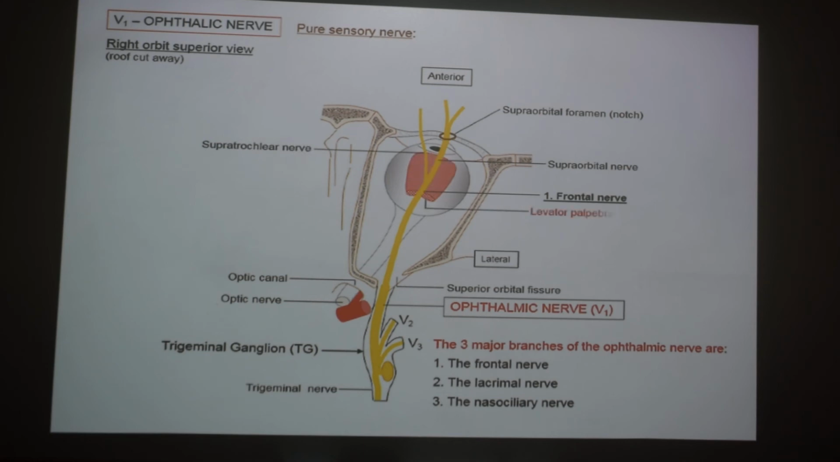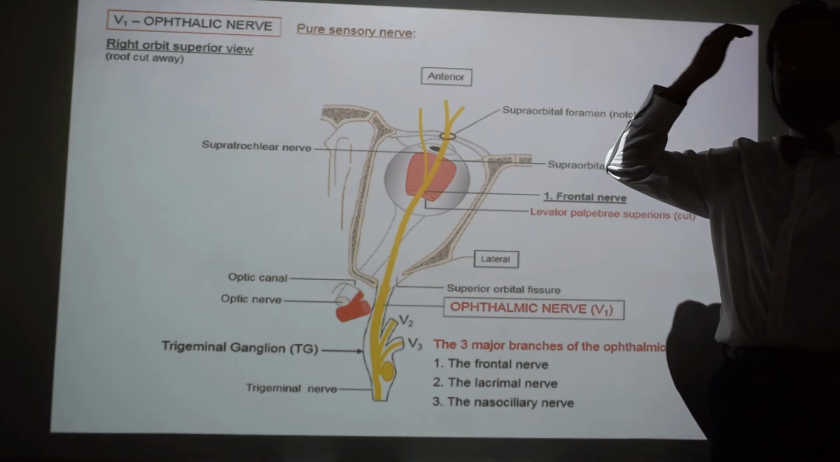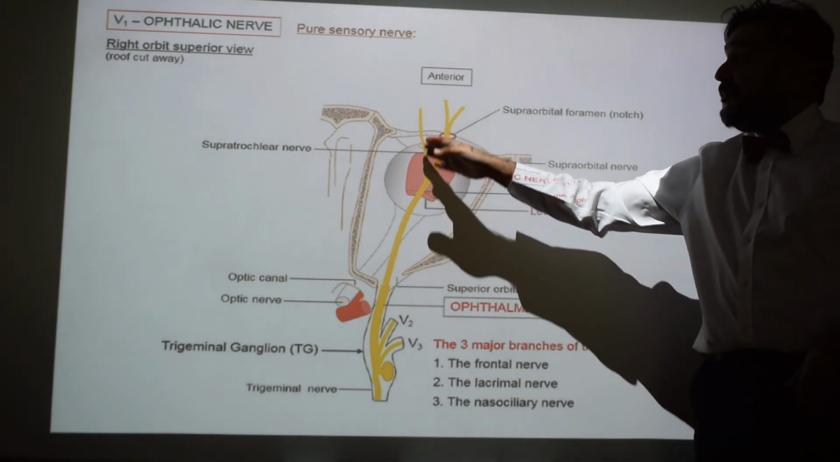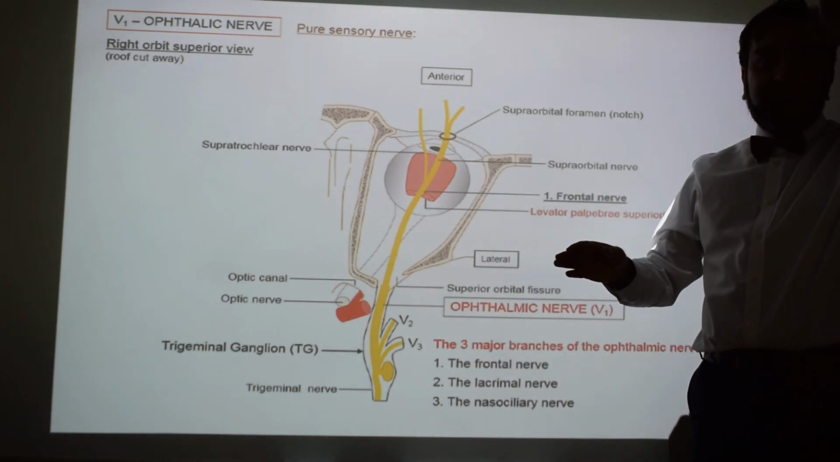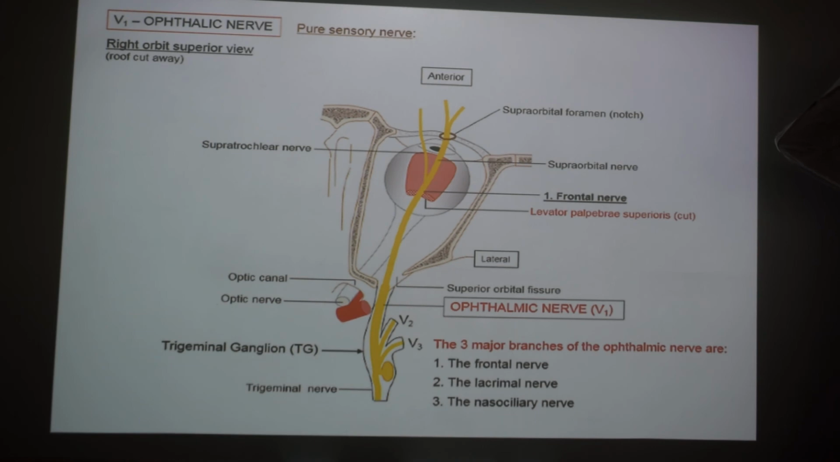So you can see this is the levator palpebrae superioris. This nerve, the frontal nerve, is running near the roof of the orbit between the levator palpebrae superioris and the roof of the orbit, divides into two branches, supratrochlear and supraorbital. Supraorbital is going to exit out through the supraorbital foramen. Supratrochlear is going to supply the medial aspect of the upper eyelid. Both of them are going to supply the forehead and also the scalp up to the vertex.